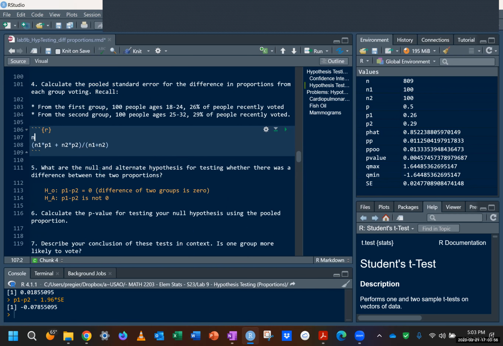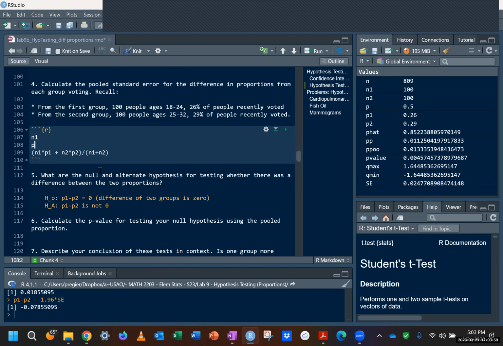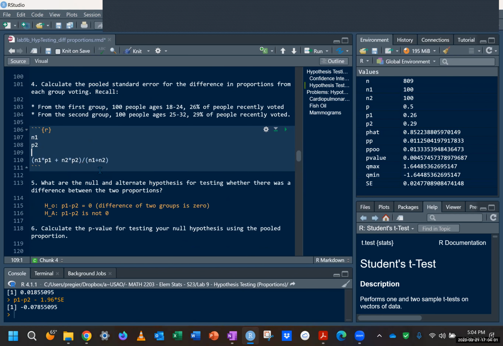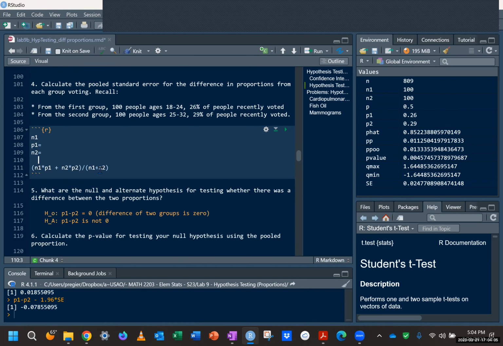And just to be careful, when I'm doing this, I should always make sure I have the correct values for these things. N2, P2. I'm just going to put these here, even though we might already have them. This will save us making mistakes later if we're using incorrect values.